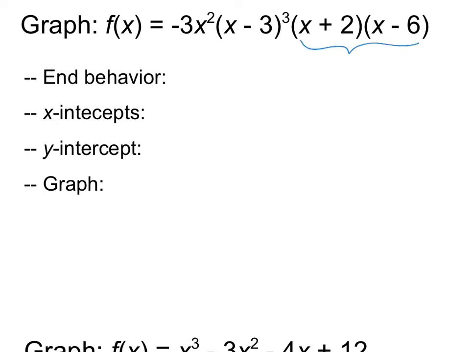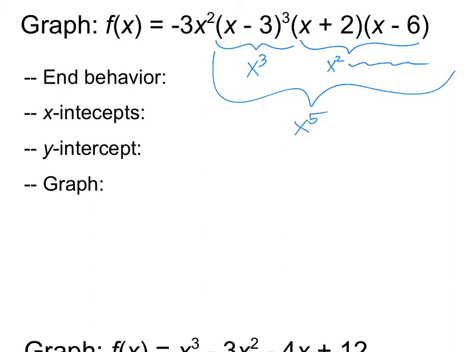Let's see what would happen if you multiply everything out. If I have this part, x cubed, and I multiply the whole thing, I would have x to the 5th, because x to the 3rd times x squared is x to the 5th. And then if I bring this part in, which is an x squared, I would have x to the 7th. So all this is to say that the degree is 7.